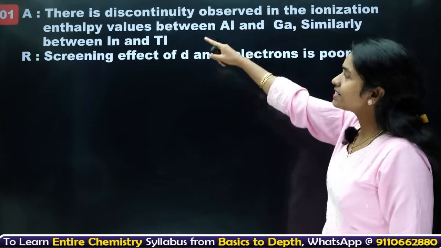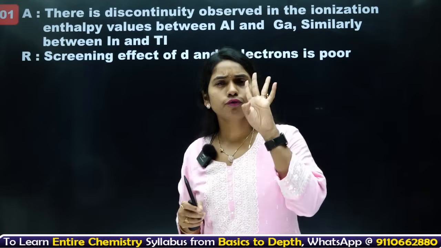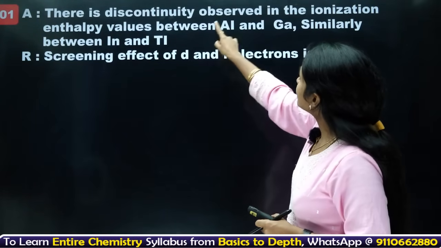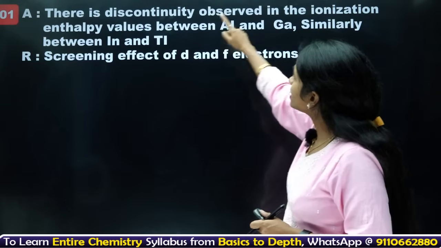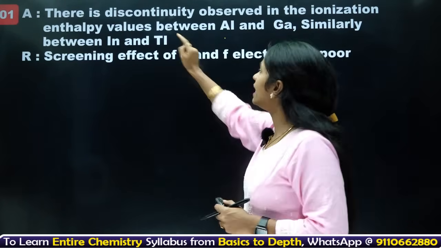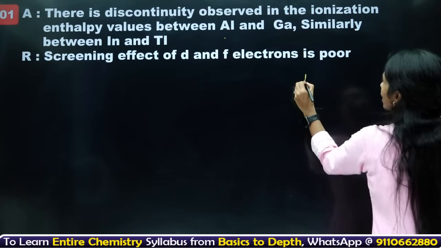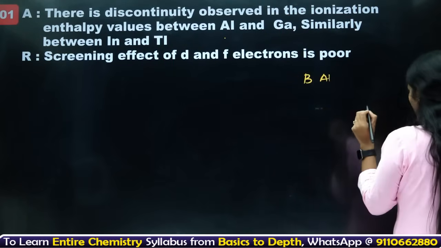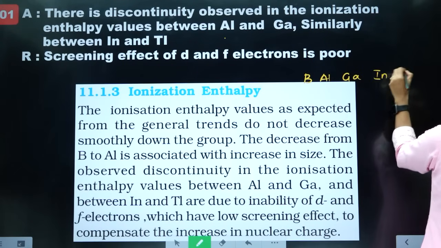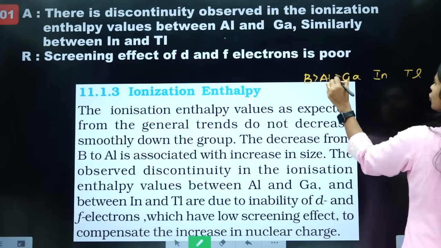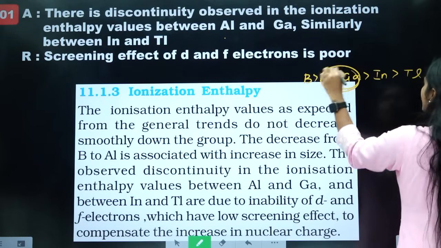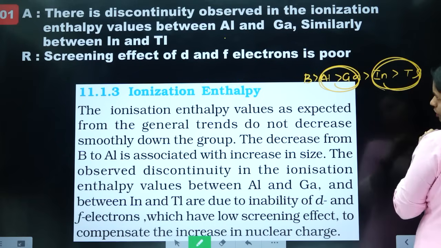Okay, now let us see some most important assertion reasoning questions. There is a discontinuity observed in the ionization enthalpy values between aluminium and gallium, similarly indium and thallium. Correct, no? Why? Boron, aluminium, gallium, indium, thallium. Actually, top to bottom ionization energy should decrease. But here is one exception, and another, two exceptions.